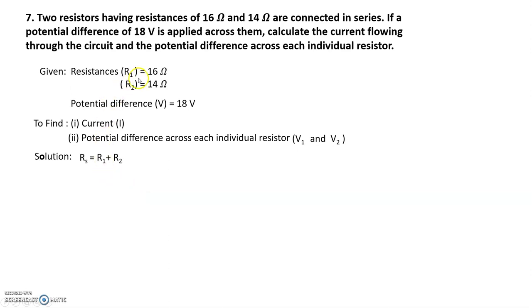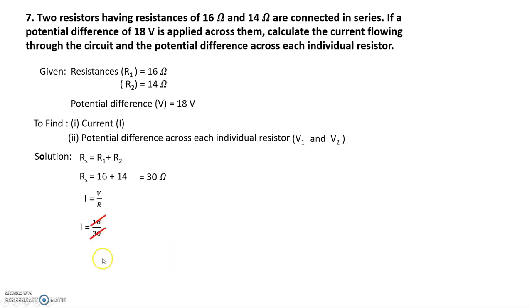First of all, they are connected in series, so we have to find RS, which is equal to R1 plus R2, that's equal to 16 plus 14, and that's equal to 30 ohms. So we have got the resistance RS is equal to 30 ohms. Now, current I is equal to V upon R according to Ohm's law. So we can substitute the values: V is 18 and R is 30. So I is equal to 18 upon 30.